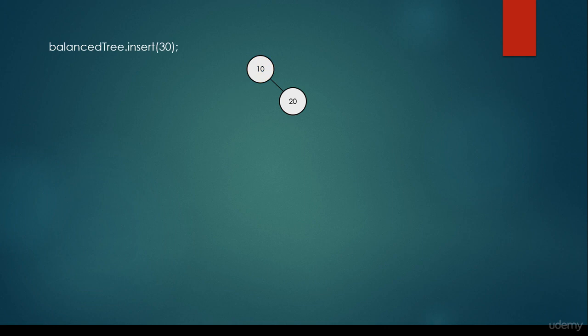30 is greater than 20, so it's going to be the right child of 20. Let's check whether the AVL properties have been violated or not. What about the 30? It doesn't have any children, so the left child is a null pointer, the right child is a null pointer. This node is basically balanced.